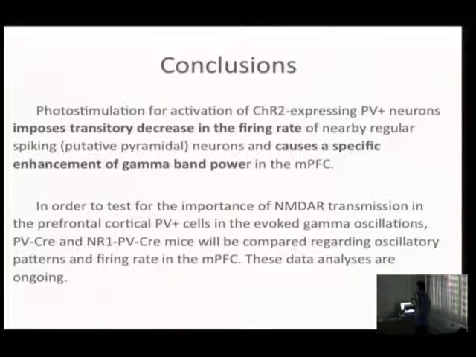So in order to test for the importance of NMDA transmission in the prefrontal cortical PV cells in the evoked gamma oscillations, PV-CRE and NR1 PV-CRE mice will be compared regarding oscillatory patterns and firing rate in the prefrontal cortex. These data analyses are ongoing.